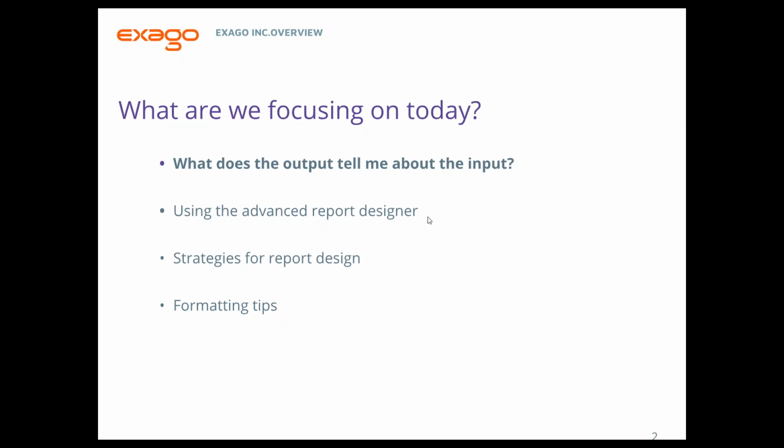Now we're going to be using the Advanced Report Designer, so this is going to give us cell-by-cell control. We're going to do a lot of manual manipulation today. We're going to talk about strategies for report design. This takes structure into account, this takes formatting into account, and it's also, of course, going to consider functionality, lots of functionality. Finally, some formatting tips for maybe those of us that are not on the marketing team.